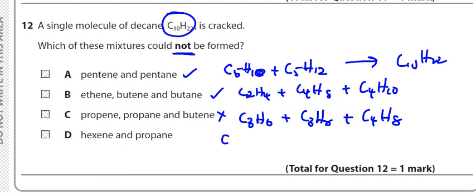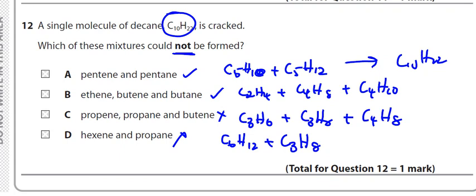And hexene C6H12 and propane C3H8. Propane, yes, hexene and propane. 6 plus 3 is 9, right? There are 9 carbons, so it's not possible. This is also not possible. Hexene, and that means we have to redo or reconsider this question.